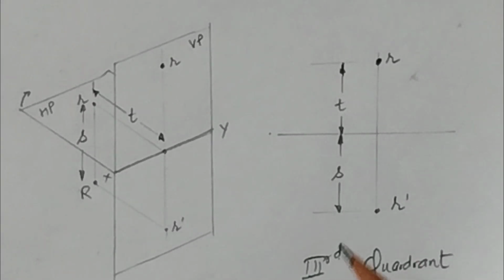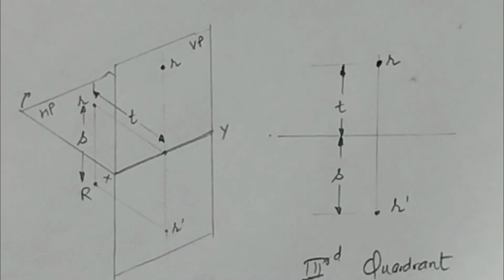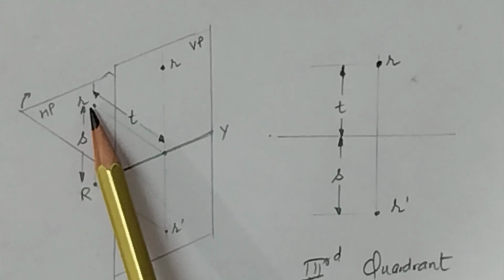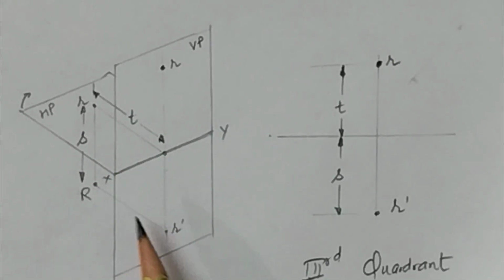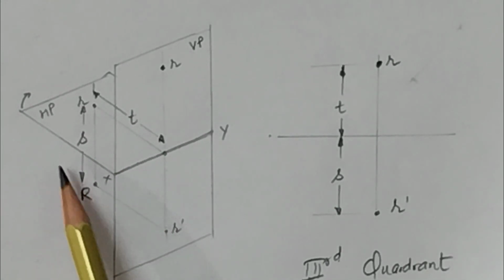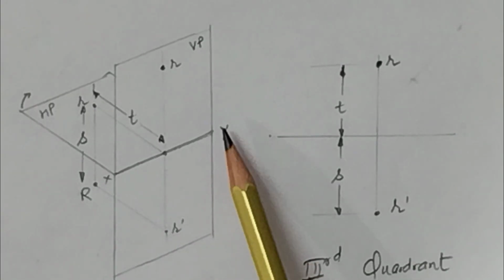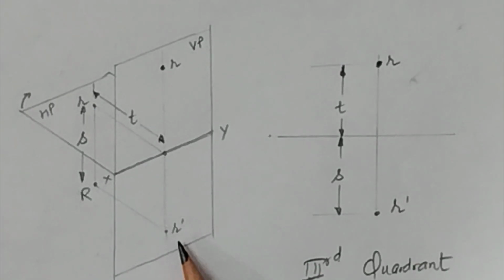Now we just have the third case, that is when the point is lying in the third quadrant. In this case we are considering the point as R. When we view from the top side, its projection is observed on this horizontal plane. So we mark it as small letter R. And when we view for the front view, from this side, its projection will lie on this vertical plane. So we mark it as R dash, small letter.